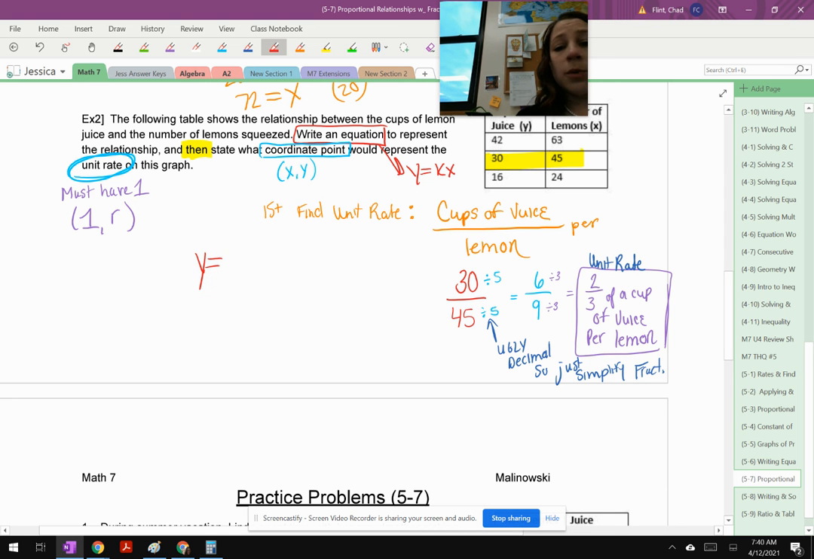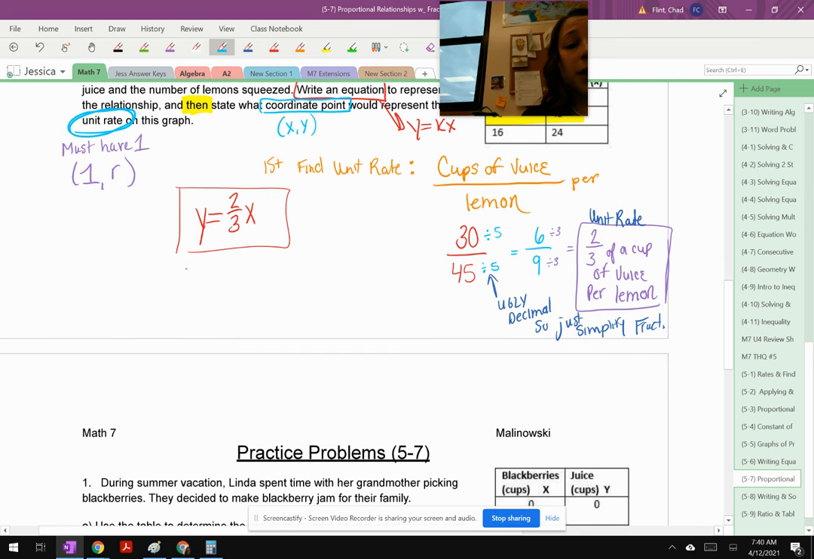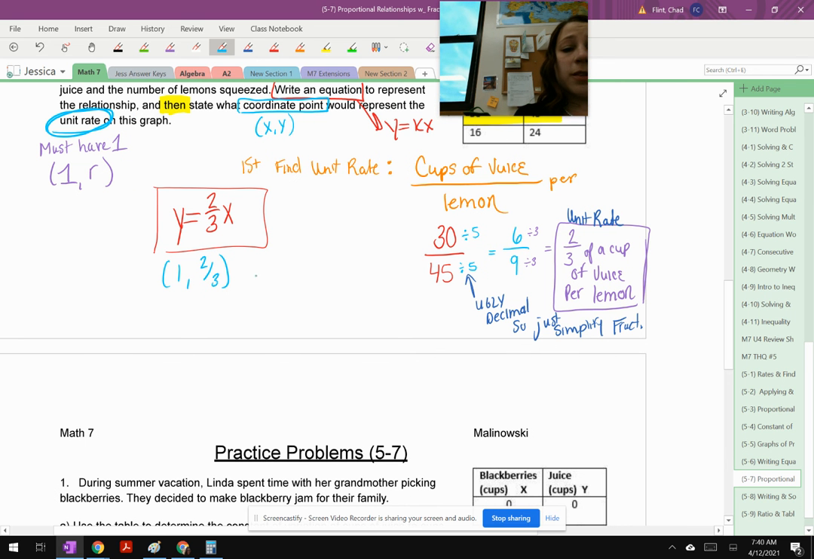So y equals 2/3 x. There's my equation. Boom. Next, what coordinate point would represent the unit rate? Well, the unit rate is 1 comma r. The unit rate is 2/3. And there is the coordinate point that represents the unit rate. So this is the unit rate point, and this is my equation. And we've answered all parts of the question.